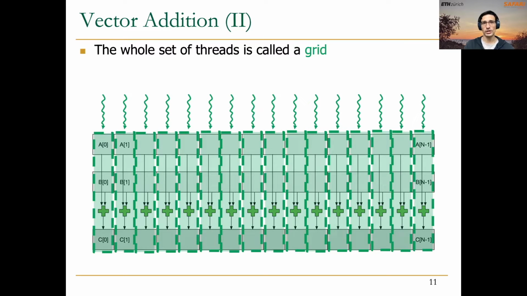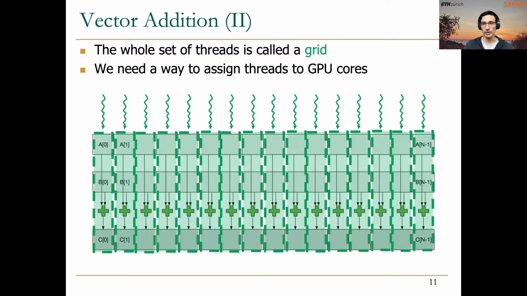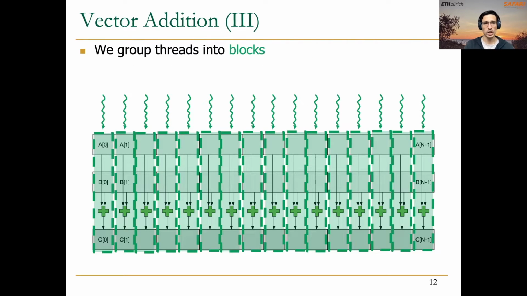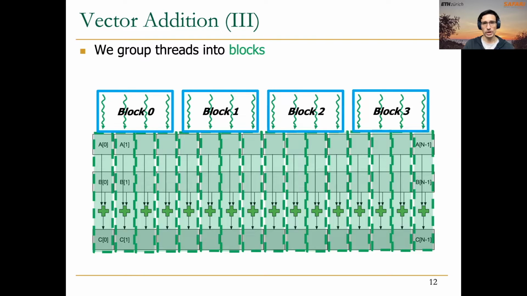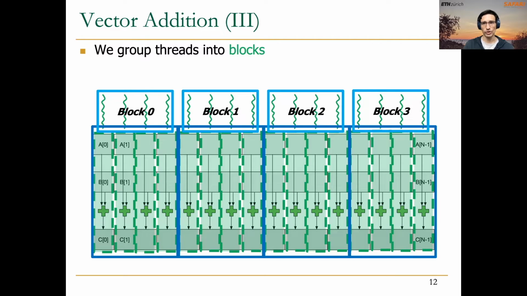The whole set of threads that execute one kernel is called a grid. And one important thing to take into account here is that we have a certain number of GPU cores inside the GPU, so we need a way of assigning threads to the GPU cores. This is why in the software hierarchy we have something called thread blocks. So what we do is group threads into blocks, or thread blocks. For example, we can consider that these 4 threads belong to the same block, block 0. These are block 1, block 2, and block 3. So we can say that block 0 is computing this part of the vector addition, block 1 this part, block 2 this part, and block 3 this part.